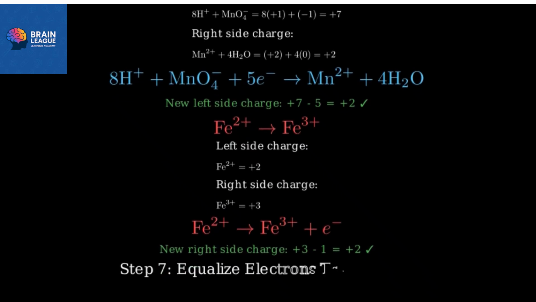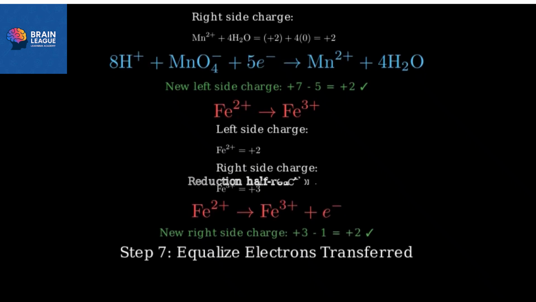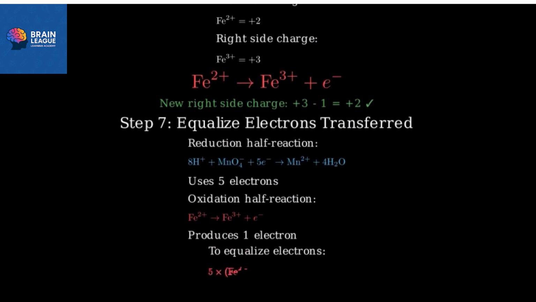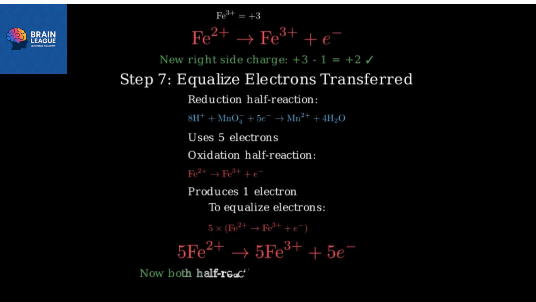Step 7. Equalize the number of electrons transferred in both half reactions. In the reduction half reaction, 5 electrons are consumed. In the oxidation half reaction, 1 electron is produced. To equalize these, we need to multiply the oxidation half reaction by 5, so it produces 5 electrons. Now, we have 5 iron 2+ going to 5 iron 3+ plus 5 electrons.